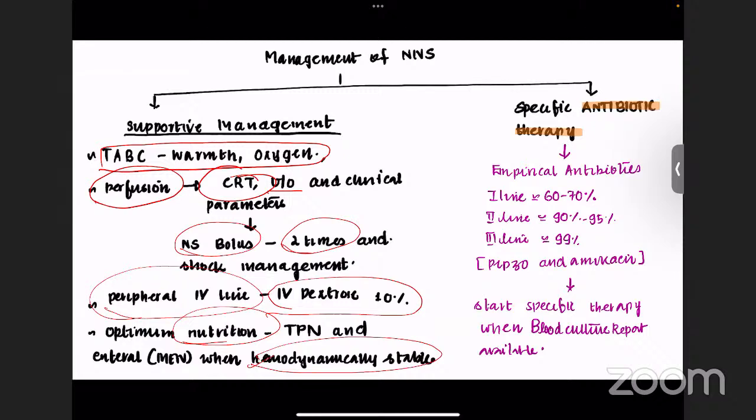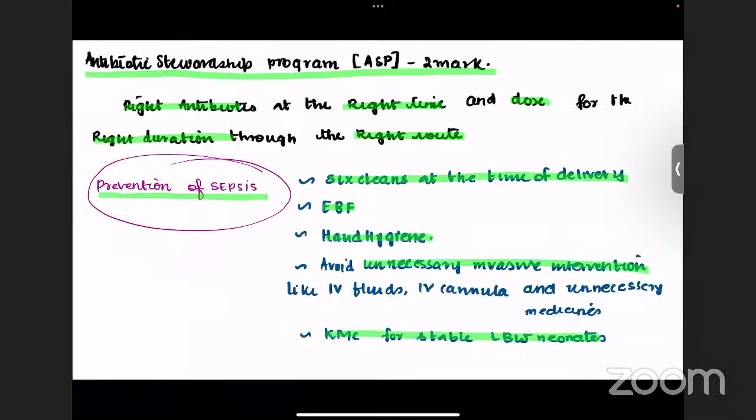Specific antibiotic therapy: we give an empirical antibiotic. The first line should cover 60 to 70% of the organisms that are very prevalent in that NICU or that particular hospital. The second line should cover at least 90 to 95%, whereas the third line is very specific, where 99% of the organisms should be covered. Normally in our hospital, we always start with piperacillin and tazobactam, and then once the blood culture reports are available, we go with specific therapy.